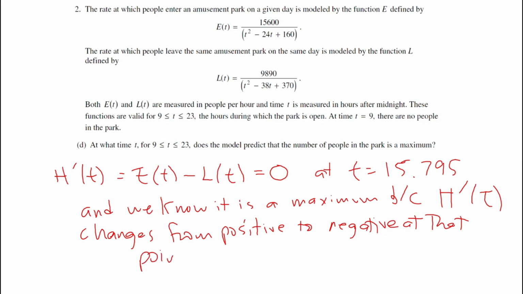And therefore, H is going to go from increasing to decreasing. So the number of people in the park is increasing till then and then decreasing after that. And they gave you 2 points for that: 1 for just setting E of t minus L of t equal to 0, and 1 for the correct answer with that explanation. And that is the end here of this rate FRQ question number 2 from the 2002 AP Calculus AB exam.